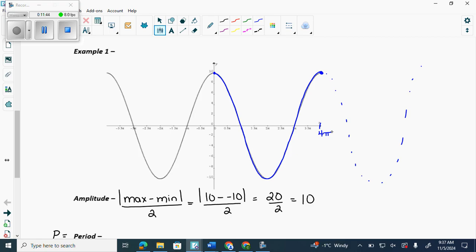So what is this graph in? Radians or degrees? Radians, because the x-axis is in radians. So I'm going to write that for myself so I know that, and I remember that. So the period is 4 pi.